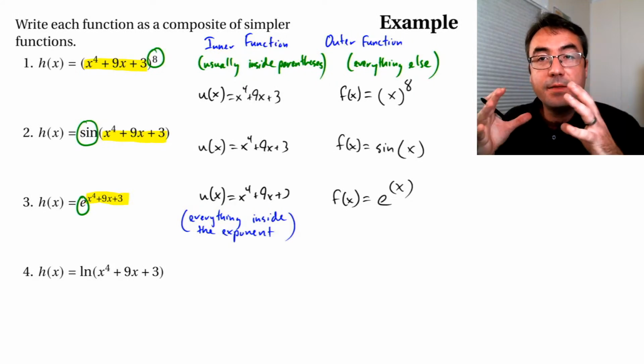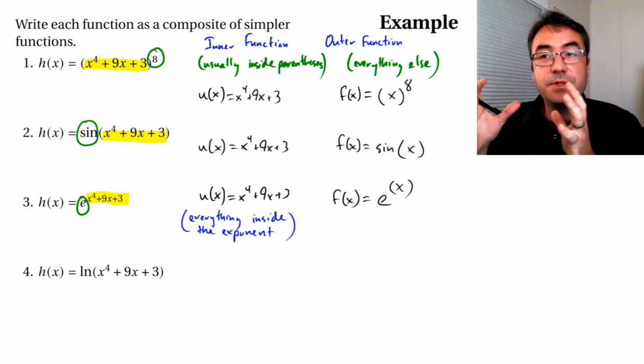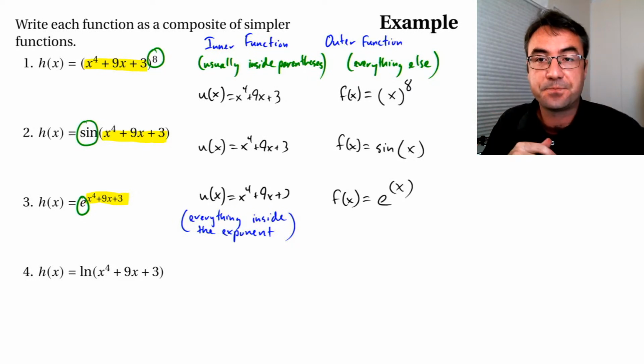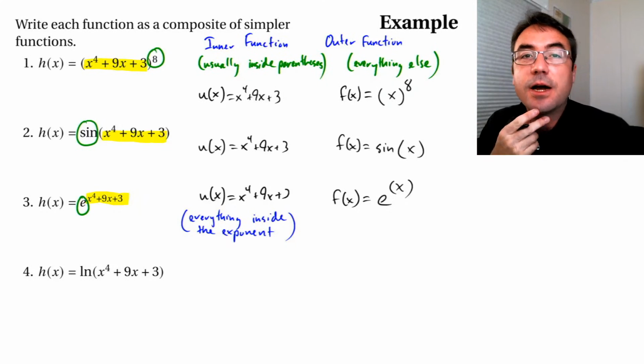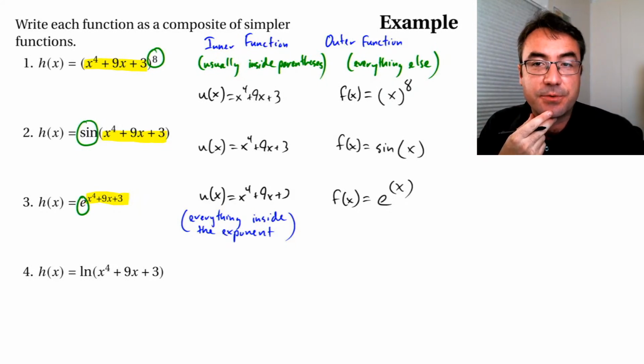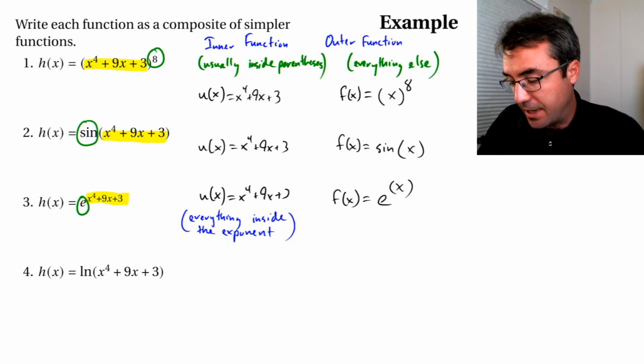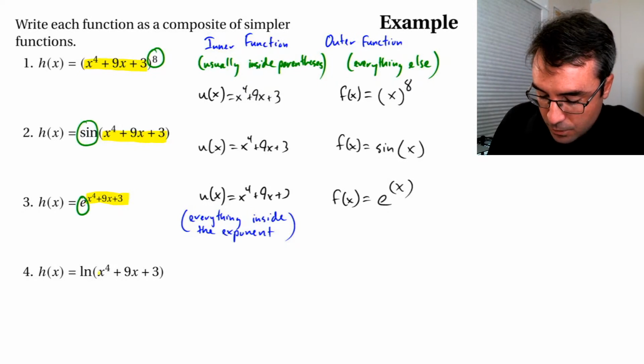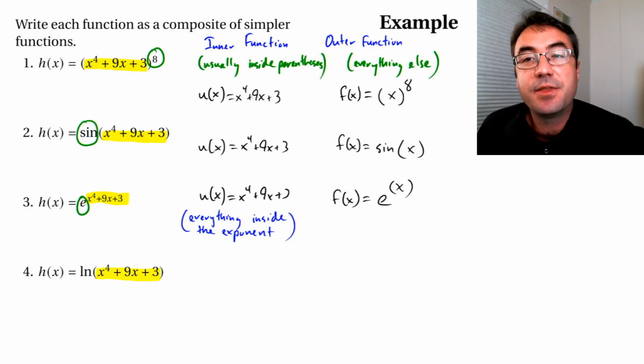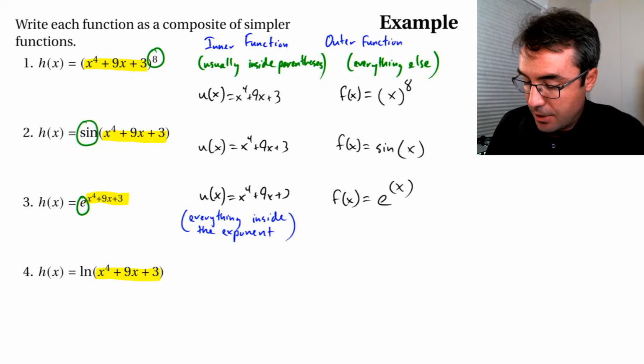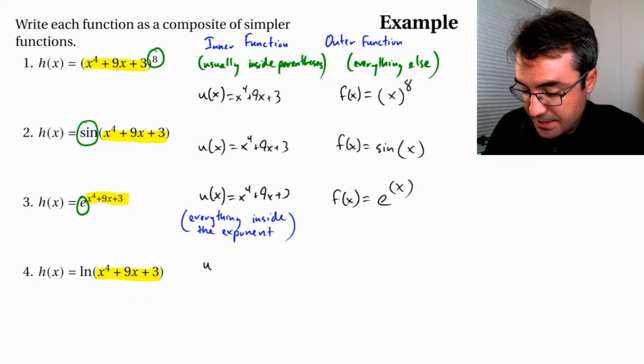So we're breaking these functions apart into two simpler functions. Let's try one more, natural log of x to the fourth plus 9x plus 3. And there we see our parentheses again. So identify the term that's inside the parentheses. That's going to be our inner function. It's inside the parentheses.